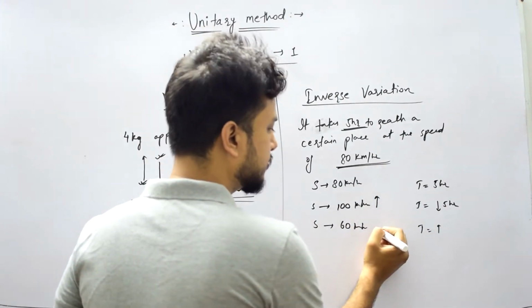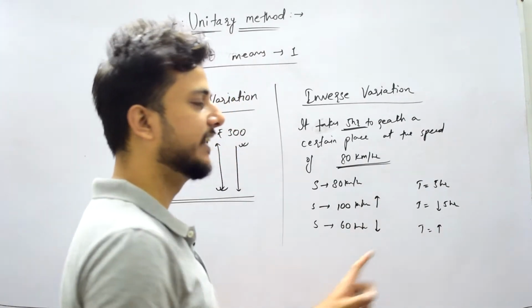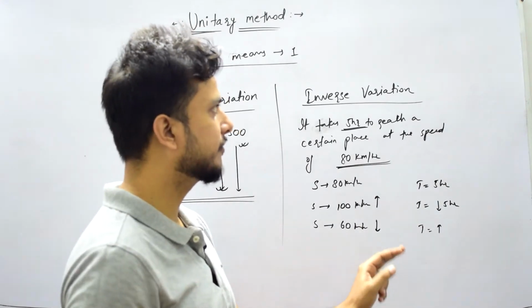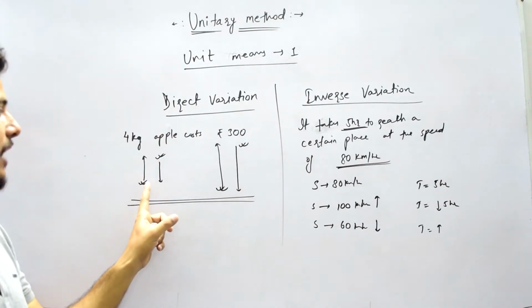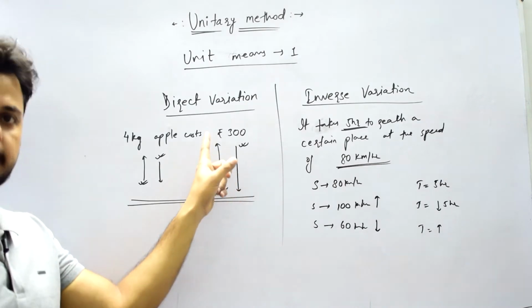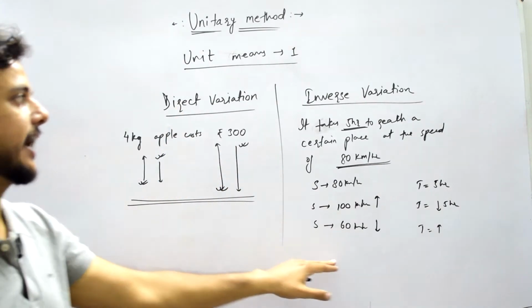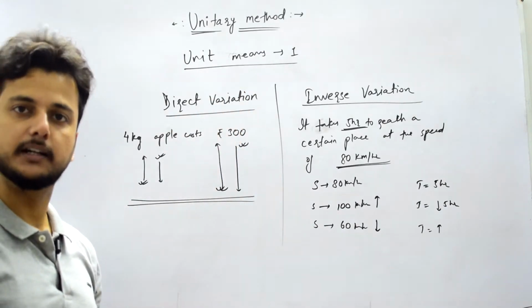Also, if the speed decreases, the time taken to reach the certain place increases. That means the person will take a longer time. So this type of variation is known as inverse variation. And when the value of one article increases and the other one corresponding to it also increases, that means this is a direct variation. So direct and inverse, these two types of variations are there in this unitary method chapter.